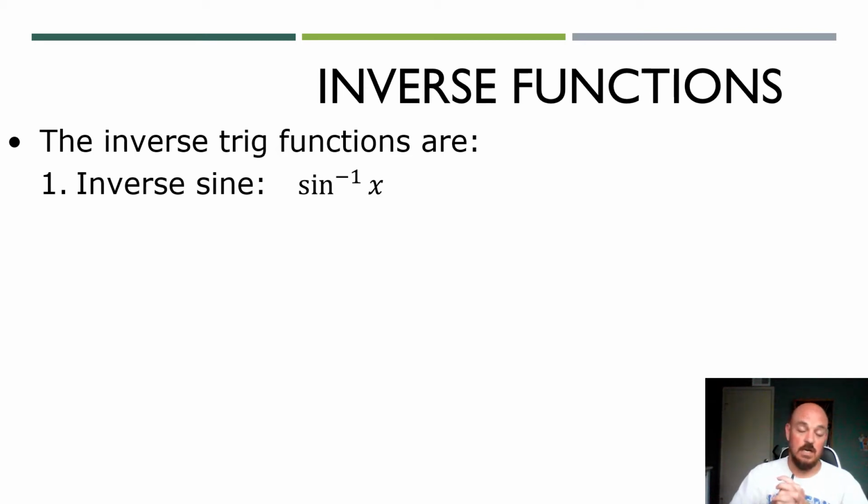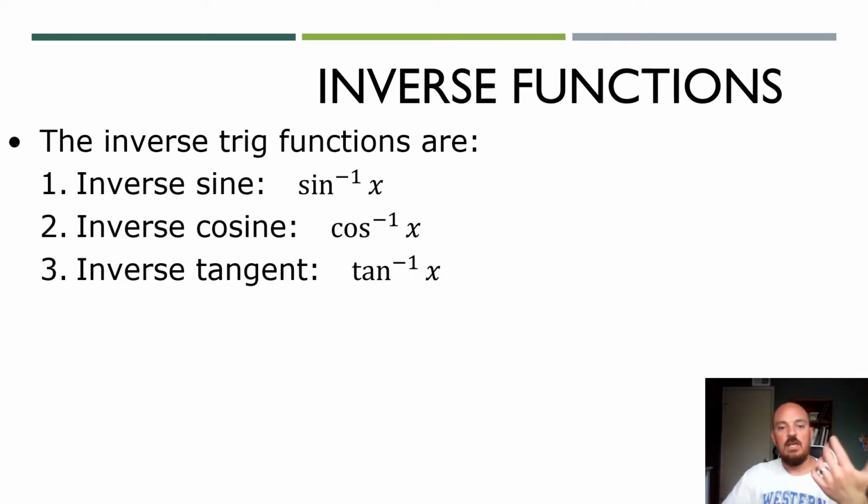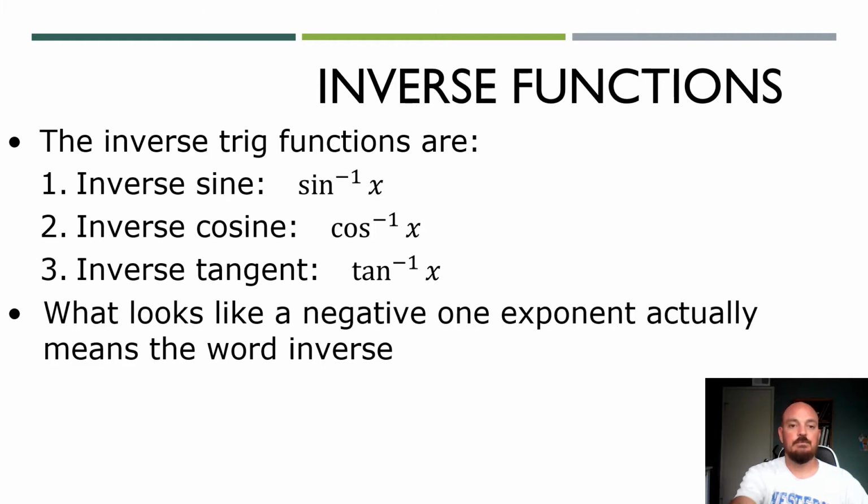Well, that little -1, that's our math symbol for the word inverse. It looks like an exponent. It's not. It's not a -1 power. It actually means inverse sine. We also have inverse cosine, which would be COS with the little -1 after it. And of course, we have inverse tangent too. So if I take any of my 3 trig functions, sine, cosine, or tangent, and I put the little -1 after it, that means inverse of that trig function: inverse sine, inverse cosine, or inverse tangent. So what looks like a -1 exponent is not an exponent. It's a math symbol, and it means the word inverse.